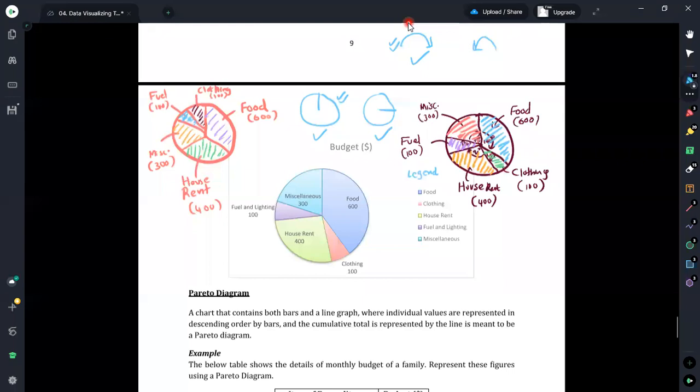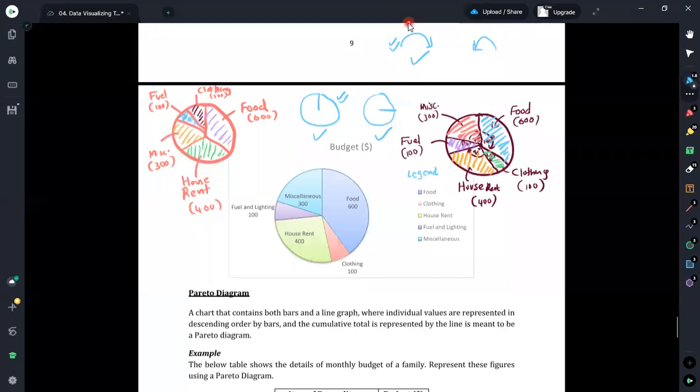And here we can see that I have used this blue color for food, red for clothing, green for house rent, this purple for fuel and lighting, and some pale blue color for miscellaneous. Therefore, as soon as we show this legend, it is easy to read the chart.